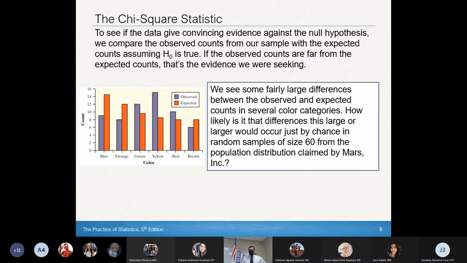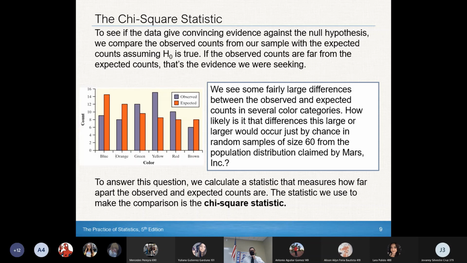How likely is it that differences this large or larger would occur just by chance in random samples of size 60 from the population distribution claimed by Mars Incorporated? To answer this question, we calculate a statistic that measures how far apart the observed and expected counts are. The statistic we use to make the comparison is the chi-square statistic. This is essentially like standardizing these values. Just like we have done with proportions and means, we get a test statistic, like a standardized score. Same idea applies to this. We're seeing on average what the difference is between these things.